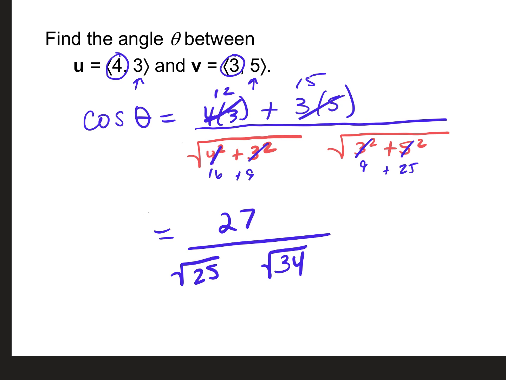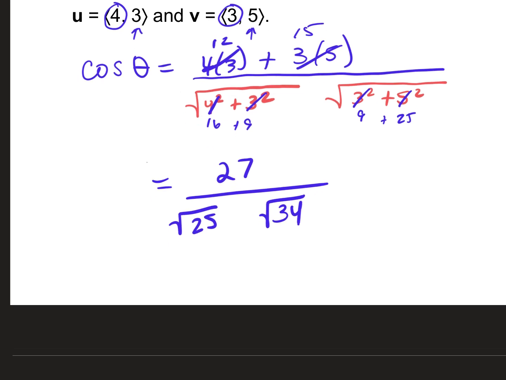Now, if you want to go ahead and simplify square root of 25 as 5, you can do that. If you want to go ahead and multiply the square root of 25 times the square root of 34 and get a bigger radical, you can do that. That's totally fine. Do you guys understand? Or you can put it in your calculator just like this. I would suggest, since this does simplify a little bit, I would say 27 over 5 root 34. Just because it does simplify.